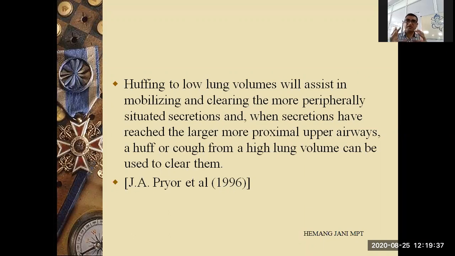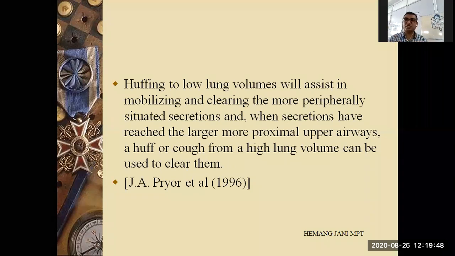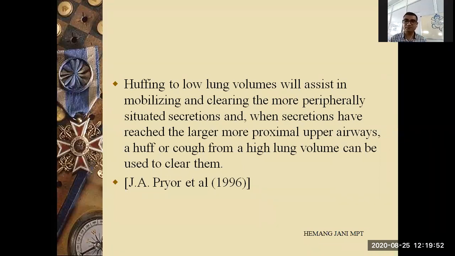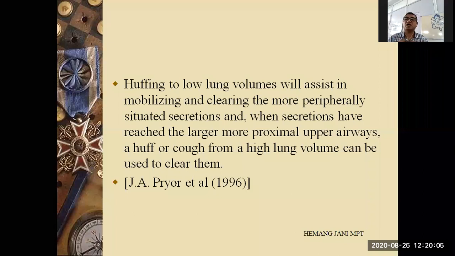So again, when we go for huffing and coughing with the different lung volumes, as we had discussed, when you're going for low lung volume, it takes the secretion out from the peripheral. When you're going for mid lung volume, it takes out the secretion from the middle zone of the lung. And when we are taking out with the larger breath, with the high lung volume, it takes out the secretion from the larger diameter airway.